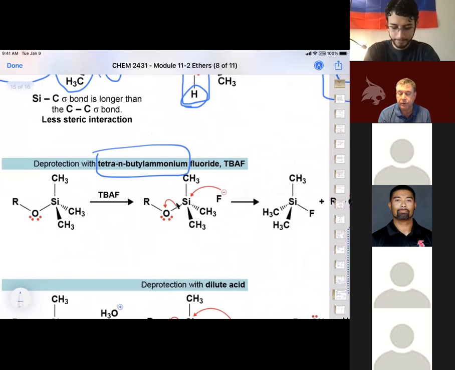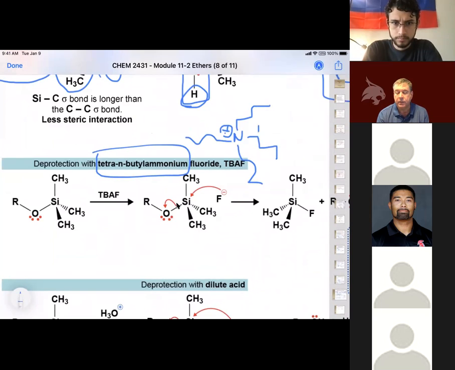Now, tetrabutylammonium fluoride, if you can imagine, is just 4 butyl groups on nitrogen, making that nitrogen positive, and that's counterbalanced with fluoride ion. The reason they use that is that the tetrabutylammonium is soluble in a lot of different organic solvents, non-polar aprotic solvents, polar aprotic solvents as well. So it's used a lot in the system because it's very soluble.